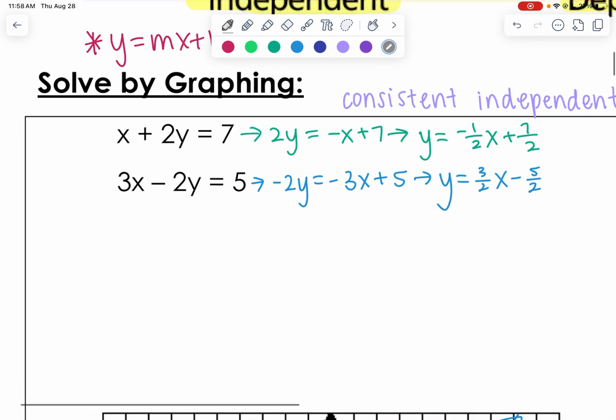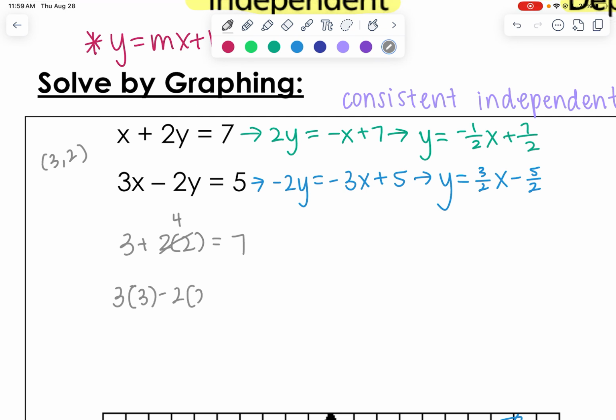So going back to our original equations, I have the point (3, 2). I'm going to replace the x with 3 and the y with 2. So what's 3 plus 2 times 2? 2 times 2 is 4. 3 plus 4 makes 7. And then for the bottom one, 3 times x is 3, minus 2 times y is 2. That's 9 minus 4, which is 5. It works. So my solution is (3, 2).